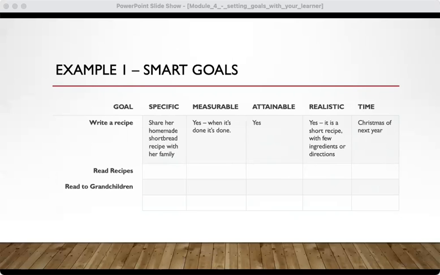Is it attainable? Looking at her current skill set and timeline, Christmas of next year, yes, it's attainable. Is it realistic? Again, given her skill set and timeline, we believe it is. It's also a very simple recipe with only a few ingredients and very few instructions. You can try to fill out the next two goals on your own.